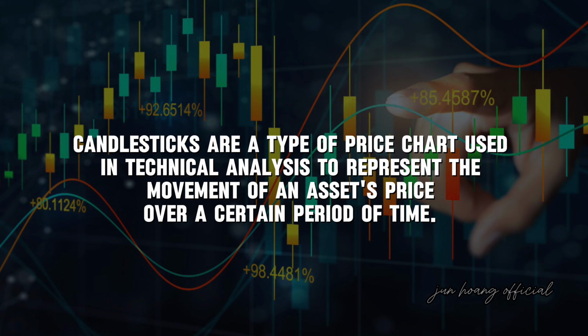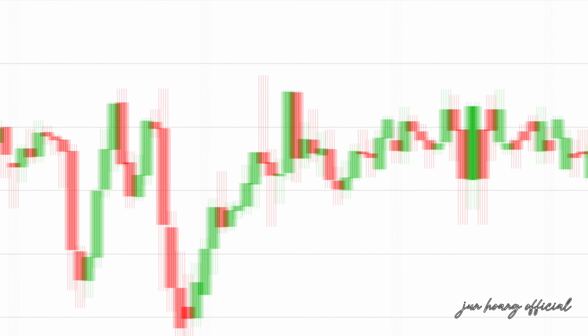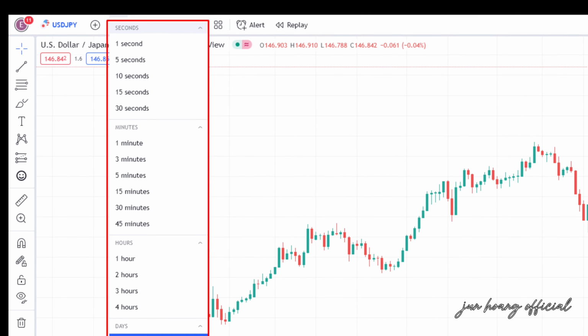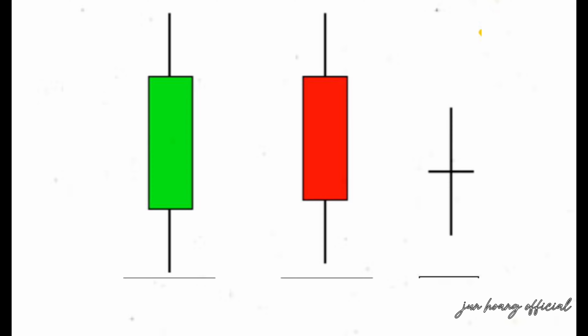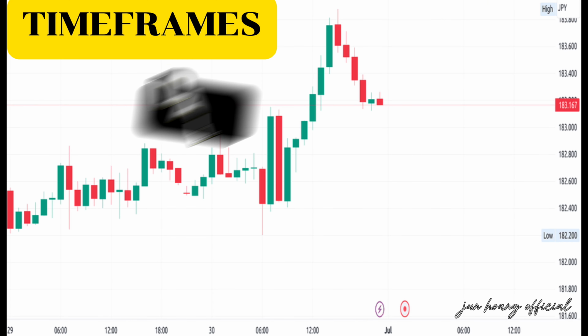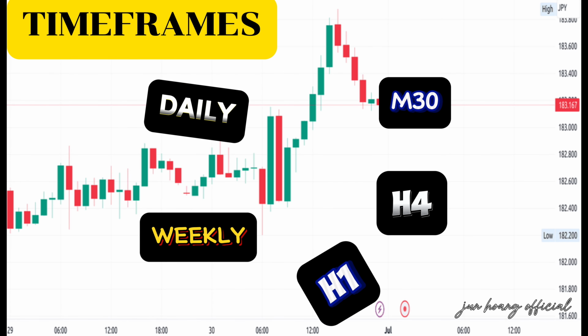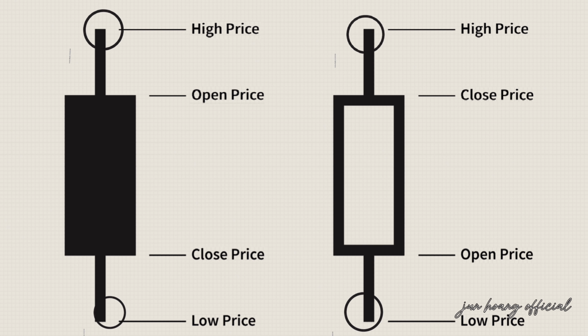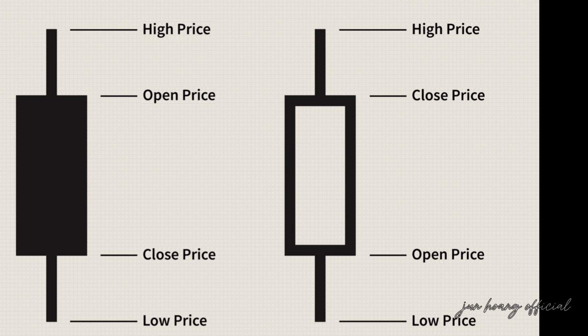Candlesticks are a type of chart used in financial analysis to represent the price movements of a security, such as a stock, currency pair, or commodity, over a specific period of time. Each candlestick typically represents one period of time, such as a day, week, or hour, depending on the chosen time frame. They consist of a body that represents the difference between the opening and closing prices, and wicks or shadows that show the high and low prices during the period.